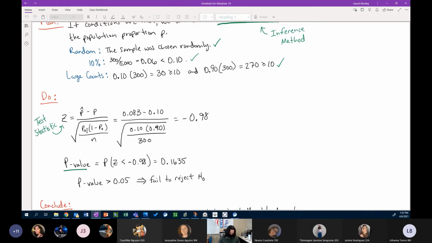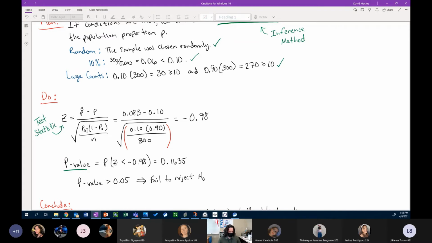Okay, so then Z is equal to p hat minus p naught, divided by the square root of p naught times 1 minus p naught divided by n, which, using the values we have listed up at the top, is 0.083 minus 0.1 divided by the square root of 0.1 times 0.90 divided by 300. It is very important to realize that all of this fraction, the 0.1 times 0.9 divided by 300, is under the square root sign. We're taking the square root of that whole thing.